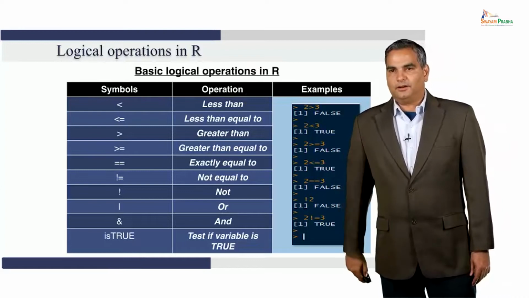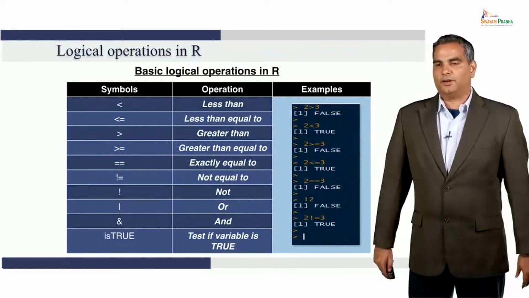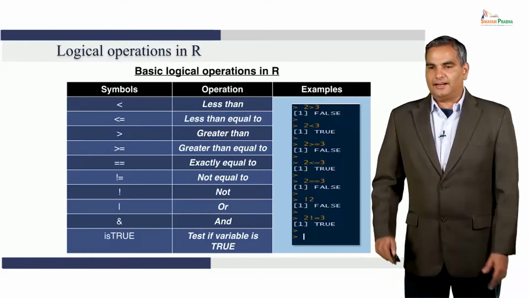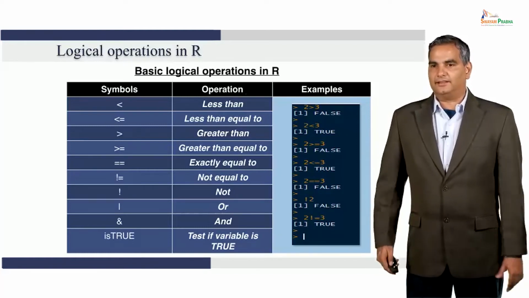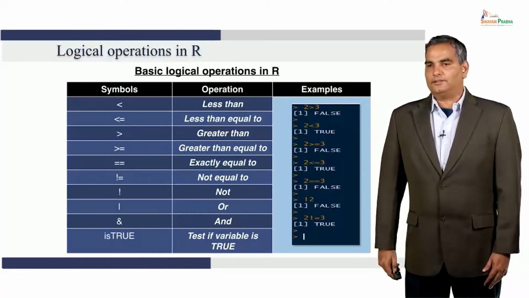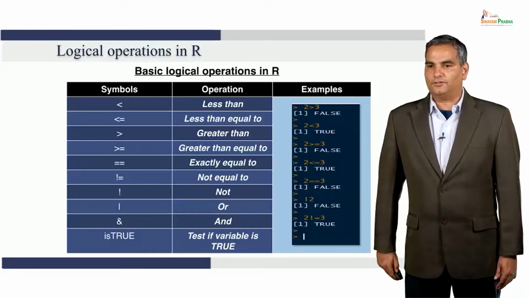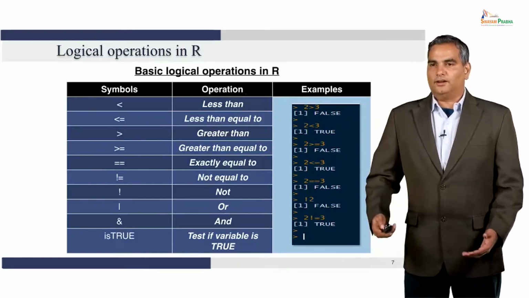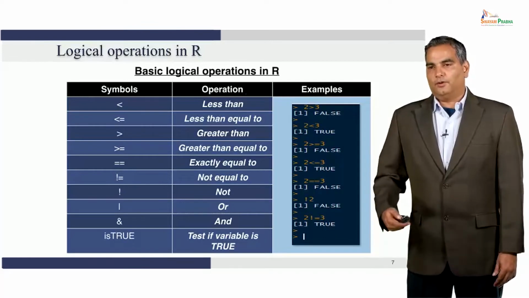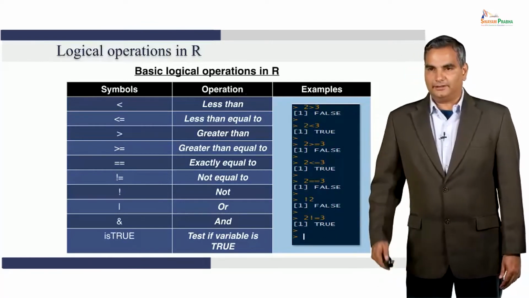Other than the arithmetic operations, most of the programming in data analytics would require logical operations, and the standard logical operations such as less than, equal to, and so on are rather self-evident. And as you see, you have a less than sign for less than, and a less than or equal to sign for less than or equal to, and so on. So there is a list of logical operations that one could do in R when one does data analytics operations.